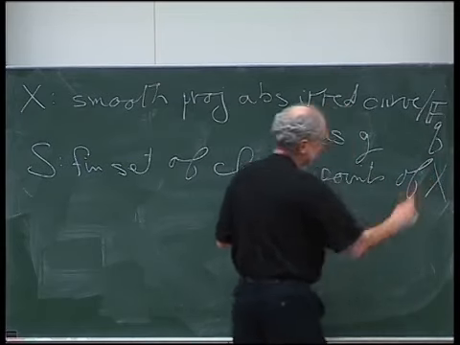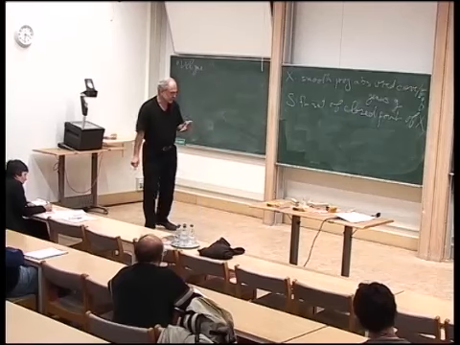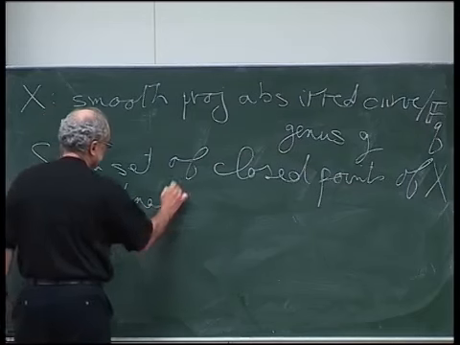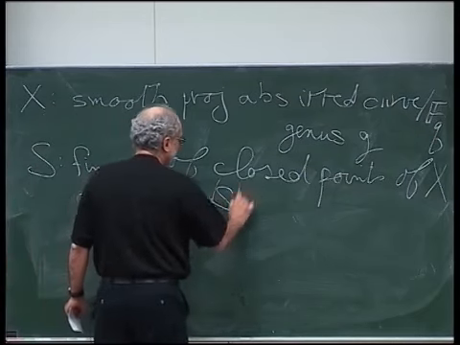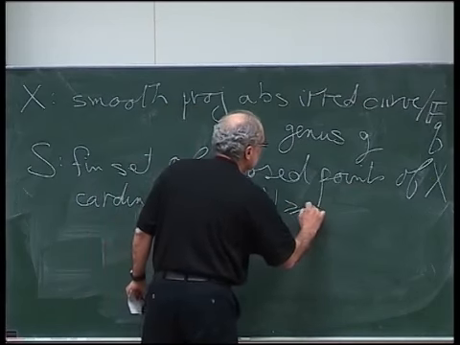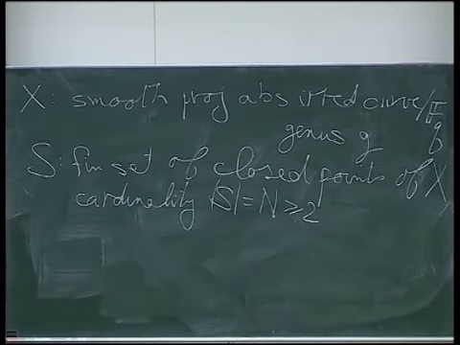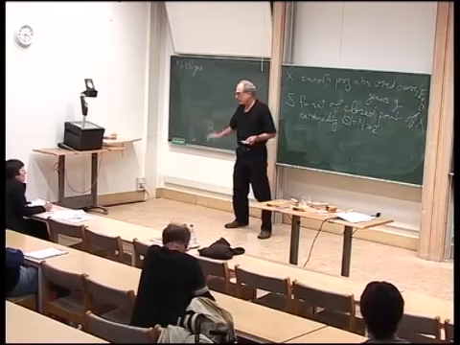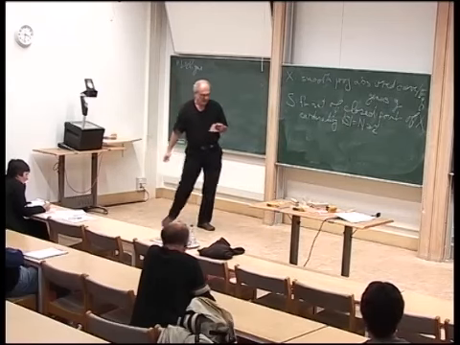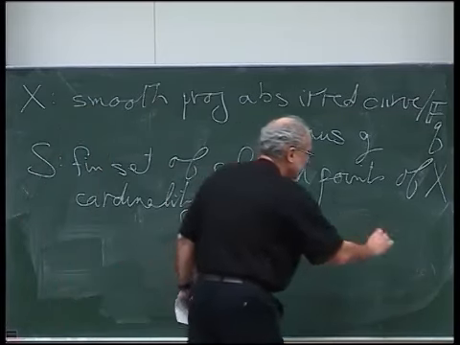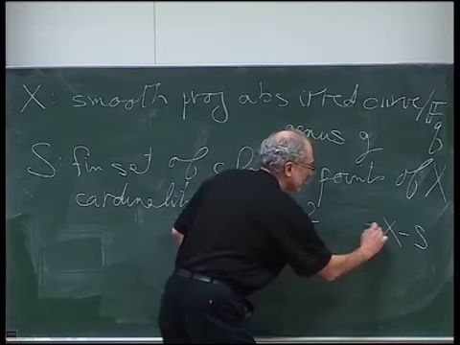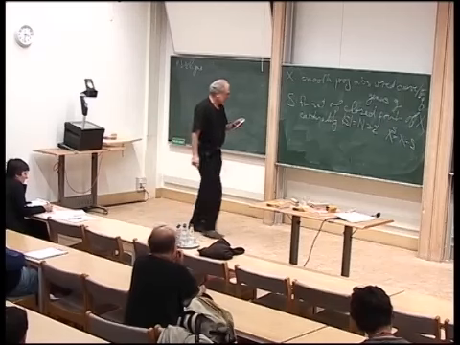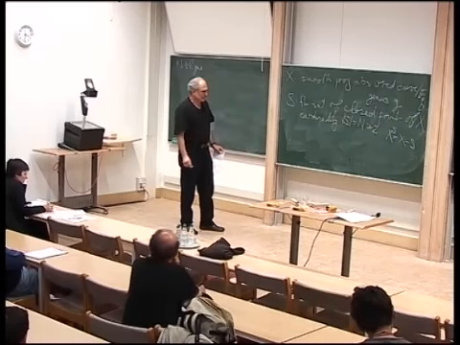There will be some conditions on this later on, such as the cardinality of this set will be at least 2. The number of these closed points on the curve will be at least 2. And just a question of notation, sometimes I'll write X minus S, and sometimes I'll write X outside of S for the affine curve.